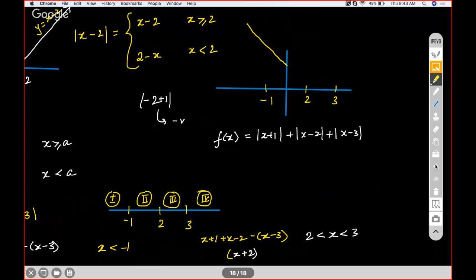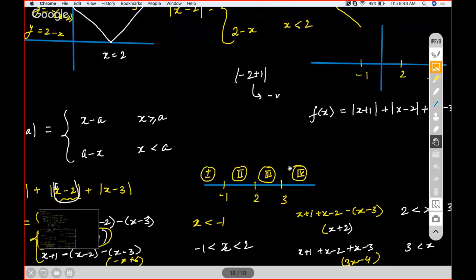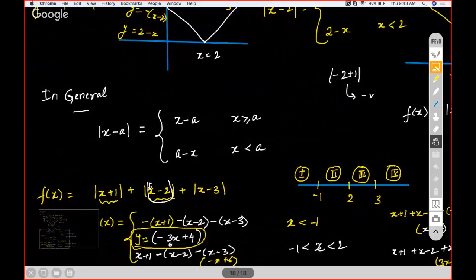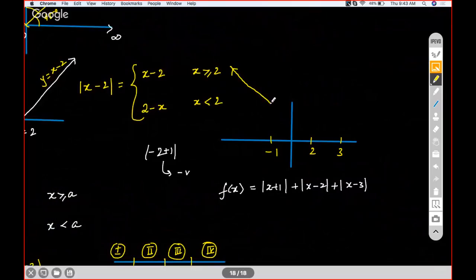I don't have to draw the full graph. It's less than minus 1, so I have to stop here. At minus 1 exactly, the function will have a value of minus 3 into minus 1, which is 3, plus 4, which is going to be 7. So this point is going to be minus 1 comma 7.